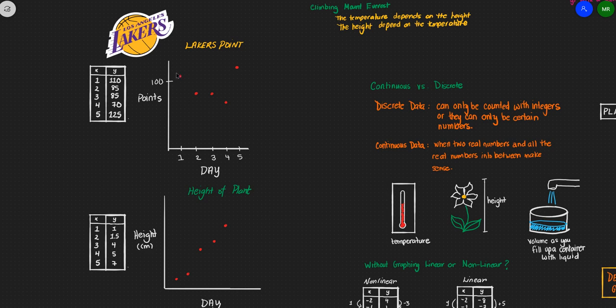Now, it doesn't make sense to join this up with a line. If I join this up with a line like this, what this means is that on the 1.5th day, they got about 95 points, and that doesn't make sense because these values are discrete. The numbers in between don't make sense. So that's what we mean by discrete data, where only certain numbers can be used.